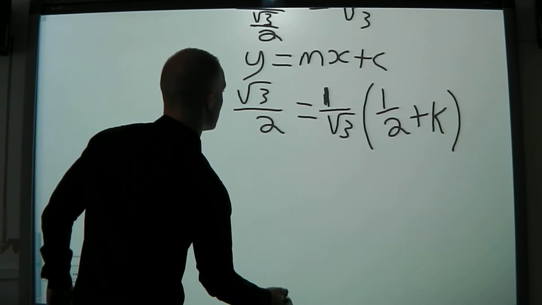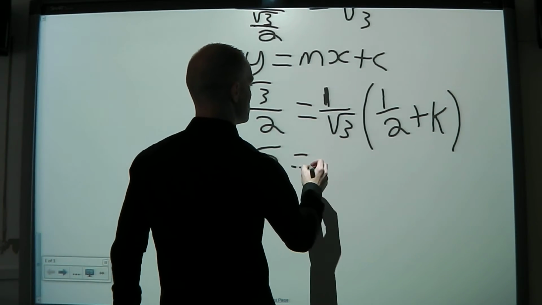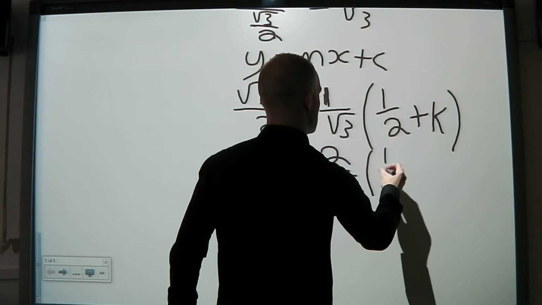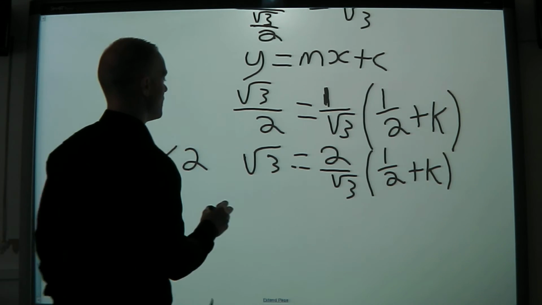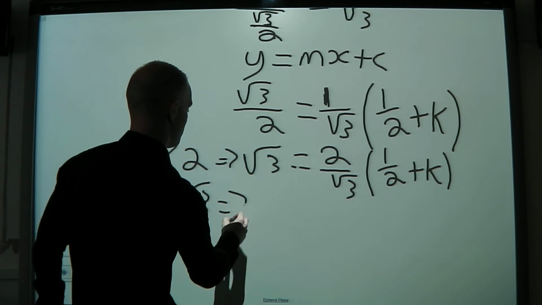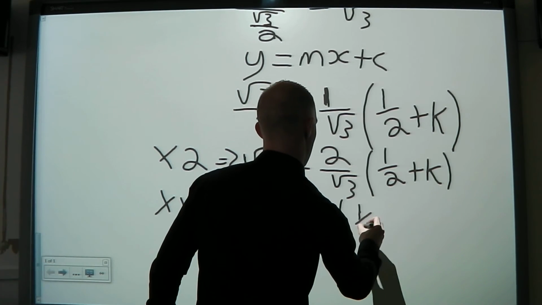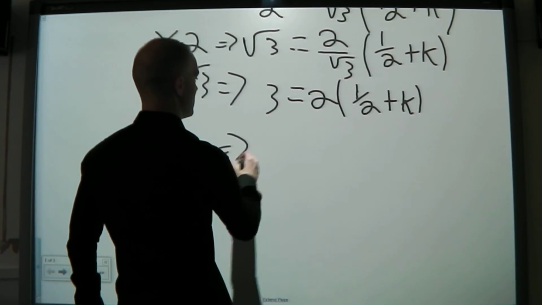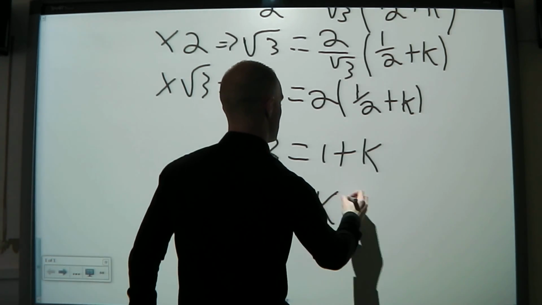So, working out fairly nicely. Now we're going to multiply both sides of the equation by 2. So that's root 3 is equal to 2 over root 3 times a half plus k. And now we're going to multiply both sides by root 3. That implies 3 is equal to 2 times a half plus k. That implies 3 is equal to 1 plus k. And that implies k is equal to 2.